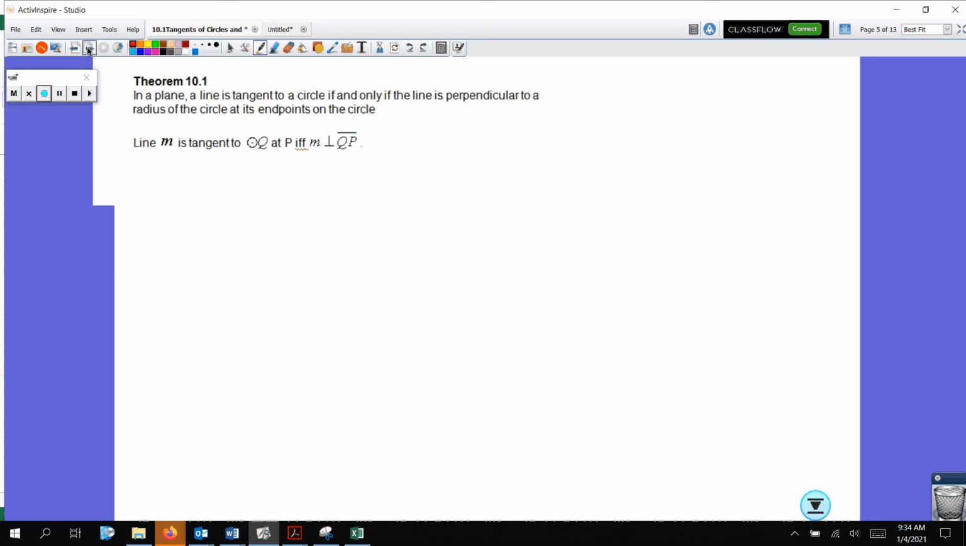Okay, so let's draw a picture. First off, we have circle Q. That means there is a circle with a center named Q. Okay, then it says line M is tangent to circle Q at P if and only if M is perpendicular to QP. Okay, so we're gonna make this happen. Here's my point P. These guys are perpendicular to this line.